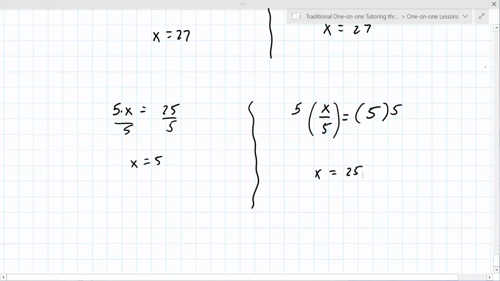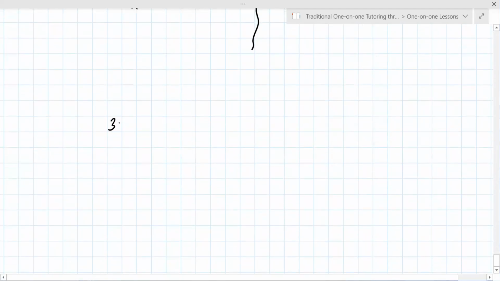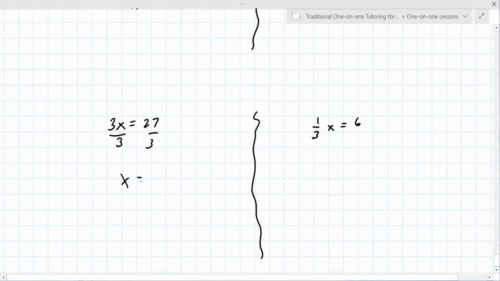Let's try another one here. 3x equals 27. 1/3 x equals 6. What's going on over here? Are you multiplying or dividing? Dividing. You're going to divide because it's being multiplied. So x equals 9. Here, it looks like multiplication, but really this is like x over 3 equals 6. But sometimes it's written this way. Yeah, I kind of see now why. So now you multiply by 3 because you're trying to undo it.